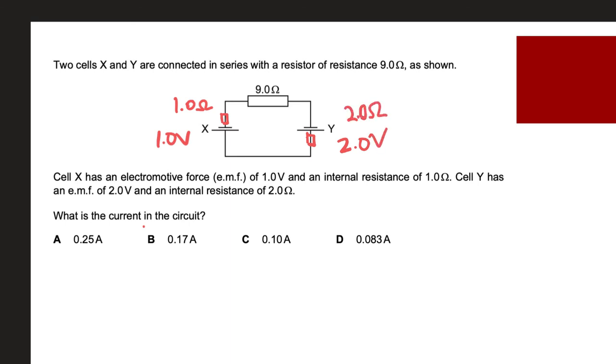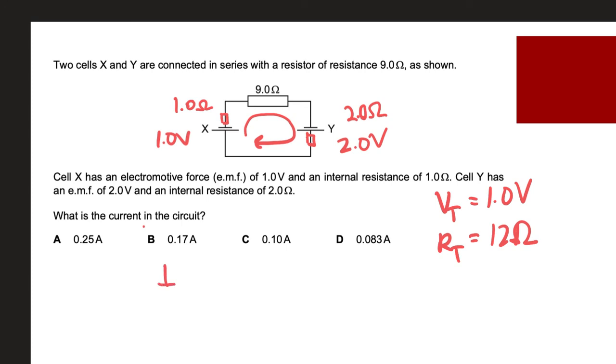So let's think about this. Notice that if I go around in my loop, these cells are actually backwards to each other. So my total voltage is actually only going to be 1 volt, not 3. Another thing is I need to look at the total resistance. These are in series, so all I have to do is add them up: 1 ohm, 9 ohms, 2 ohms, 12 ohms in total.